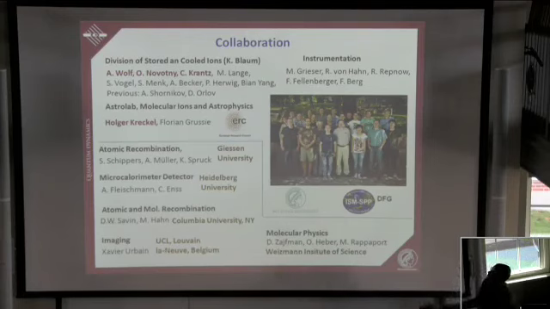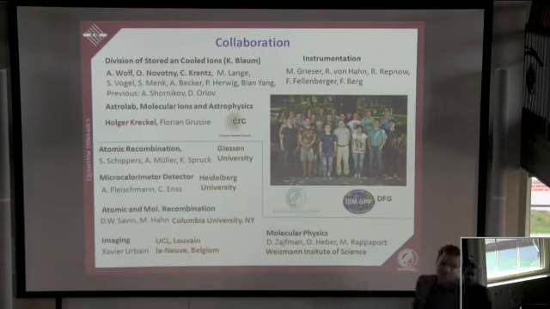I'm only talking about the experimental collaborators here. So we have a group from Gießen that's working on atomic recombination. Of course, we need very special detectors for this storage ring. We're looking at the microcalorimeter right now that's developed in Heidelberg. And then we have a collaboration with Columbia University. And for the imaging, we're working with Xavier Aubin. And there is a long-standing collaboration with the Weizmann Institute of Science in Phoenix.